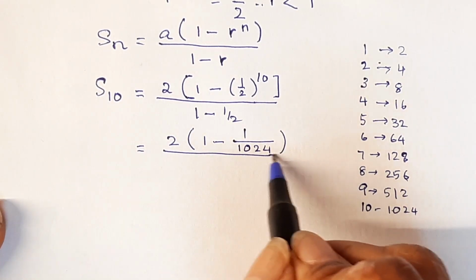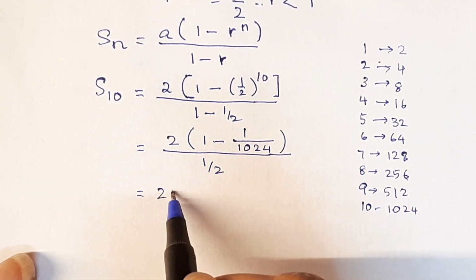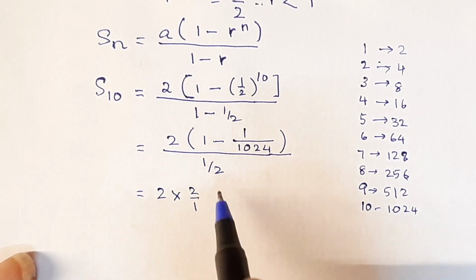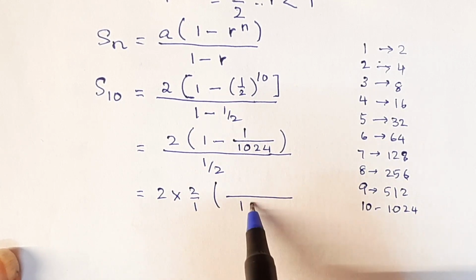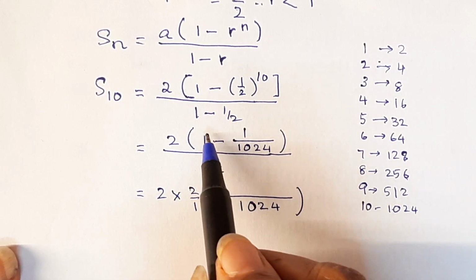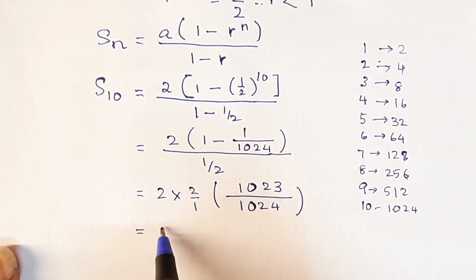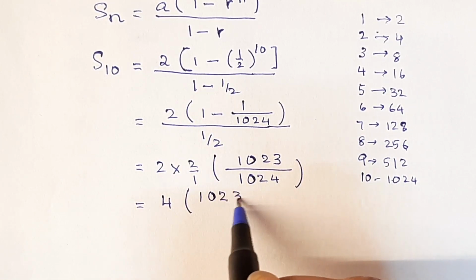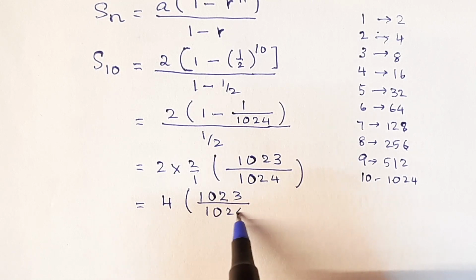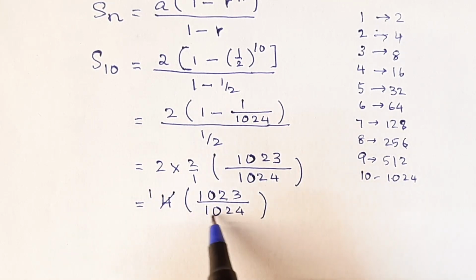Okay. Now the denominator is going to be 1 minus half, that is half. So we will have 2 multiplied by 2 upon 1. We are dividing by half, so we multiply by the reciprocal. And here inside the bracket, we will have 1024. And the numerator will be 1024 minus 1, which is 1023. So what do we have? 4 into bracket 1023 upon 1024. Now this is a power of 2, this is a power of 2, so 4 will go directly here.